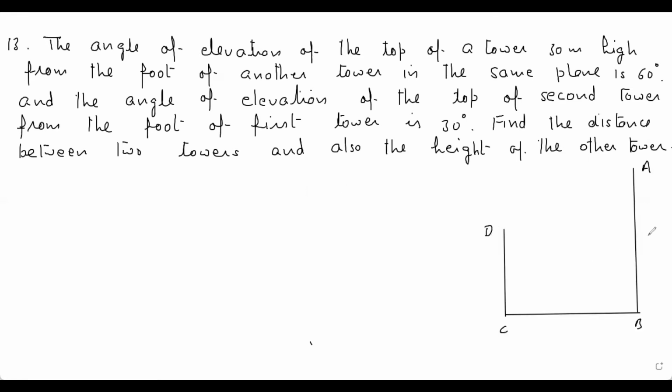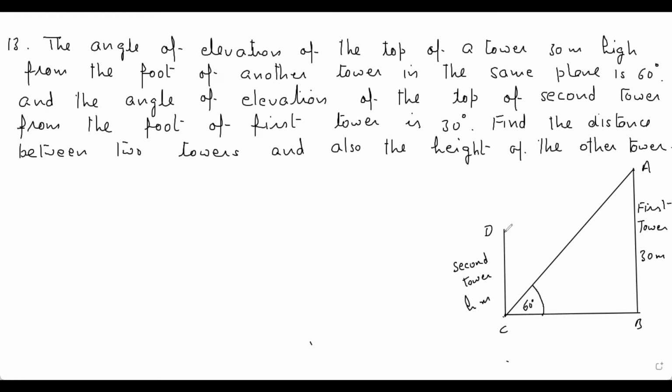Now here AB and CD are two towers. Let AB be the first tower and its height is given 30 meters. And CD is the second tower, or you can say another tower. Let its height be h meter. The angle of elevation of the top of this first tower from the foot of the second tower is given 60 degrees. So this angle is 60 degrees.